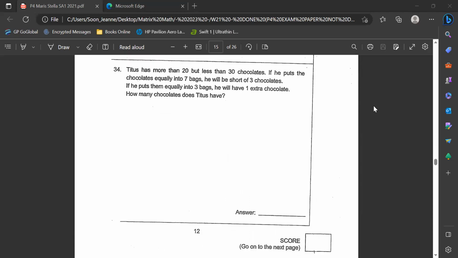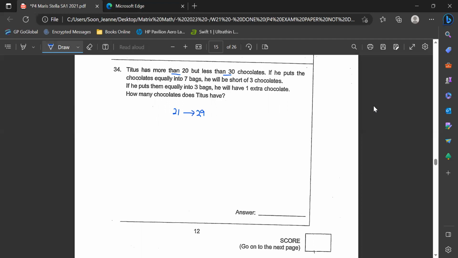Question 34 says that Titus has more than 20 but less than 30 chocolates. If he puts the chocolates equally into 7 bags, he'll be short of 3 chocolates. If he puts them equally into 3 bags, he will have 1 extra chocolate. How many chocolates does Titus have? There's a number range of more than 20, less than 30. So that means the number of chocolates that Titus has must be between 21 and 29.